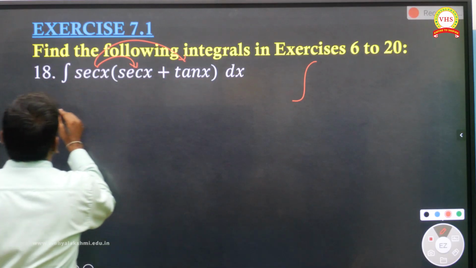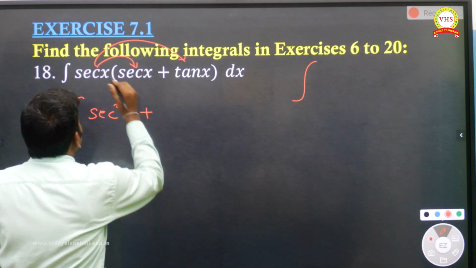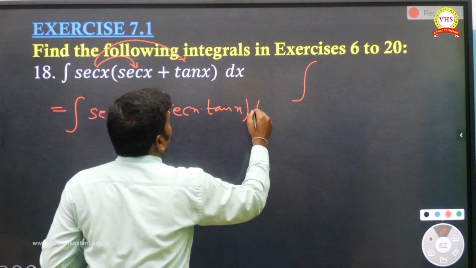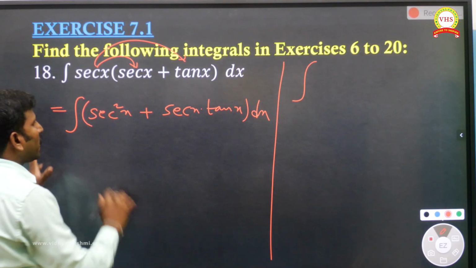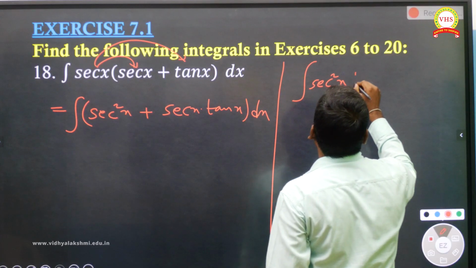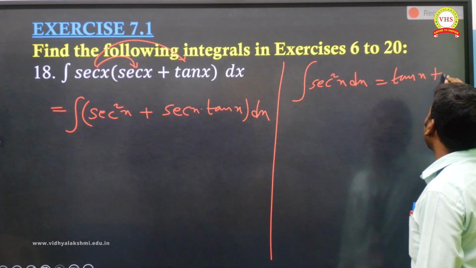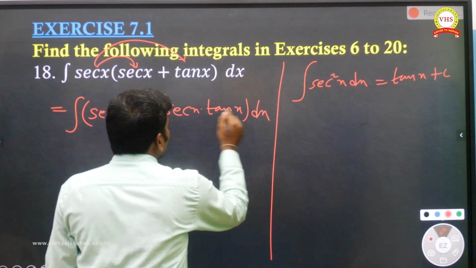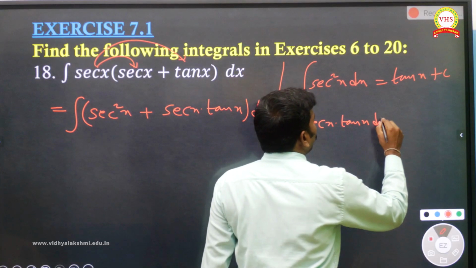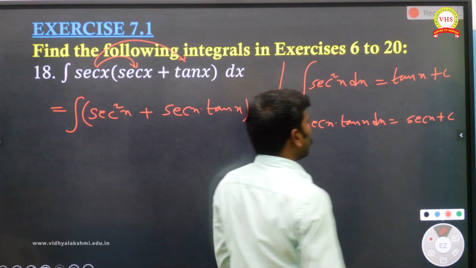So when I multiply, what am I getting? Secant into secant square x plus secant into tan x into dx. Right, fine. So then what is the formula for this? So integral secant square x dx is equal to directly tan x plus c. And like that, integral secant x into tan x dx is equal to secant x plus c. That's it.